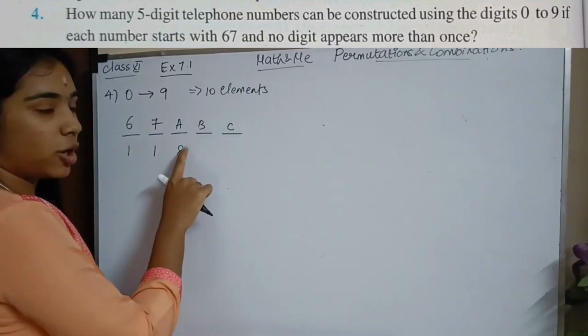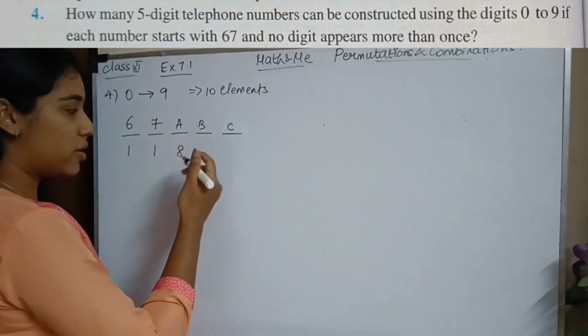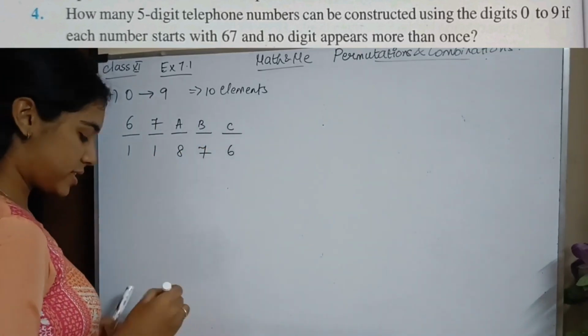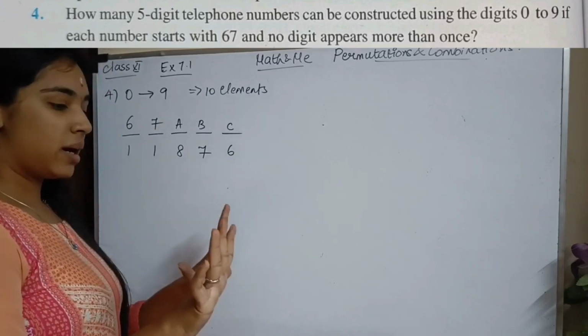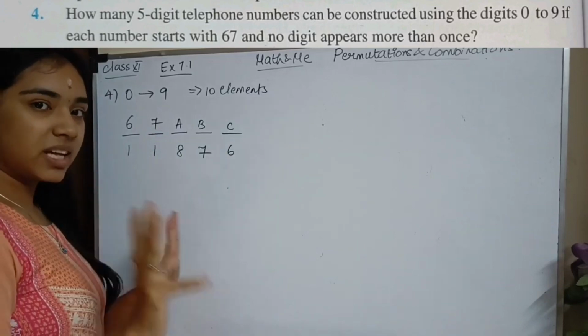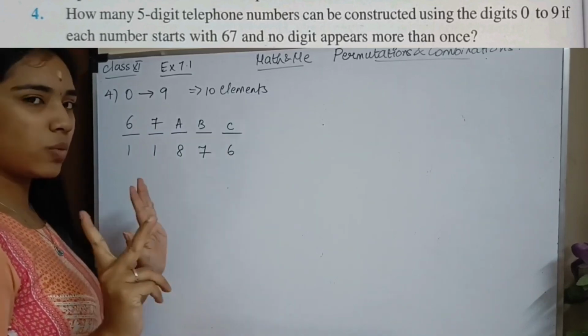Now here I have 8 options for A, so the other number is already gone. So I have 7 options for B and 6 options for C. You understand why? I have 10 numbers. First place is 6 compulsorily, so 1 option is gone. Second place is 7 compulsorily, so the other option is gone. But I only have 1 choice.